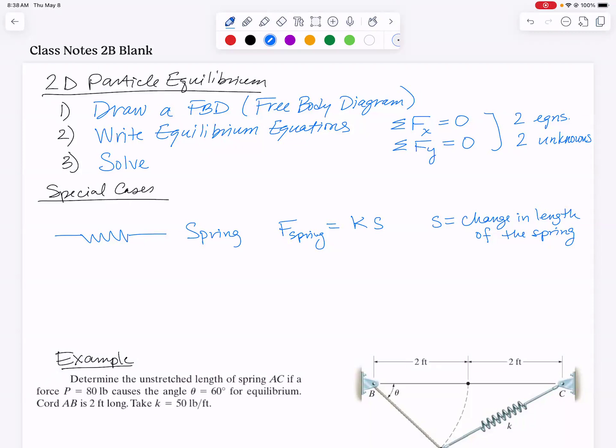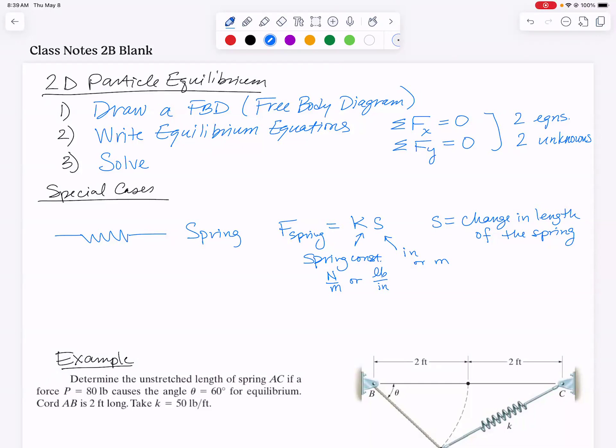So let's look at units here. S is going to have units of inches or meters. So K, the spring constant, is going to have units of newtons per meter or pounds per inch, or it could be pounds per foot. So when you multiply newtons per meter times meters, you get the force in the spring.